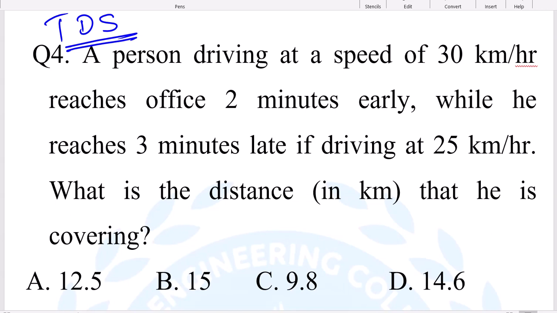Let us say you are moving from your home to college. With 30 km per hour speed, you are reaching college 2 minutes early. But traveling with 25 km per hour speed, you are reaching the college 3 minutes late. Now, in this question, what they are asking is the distance.